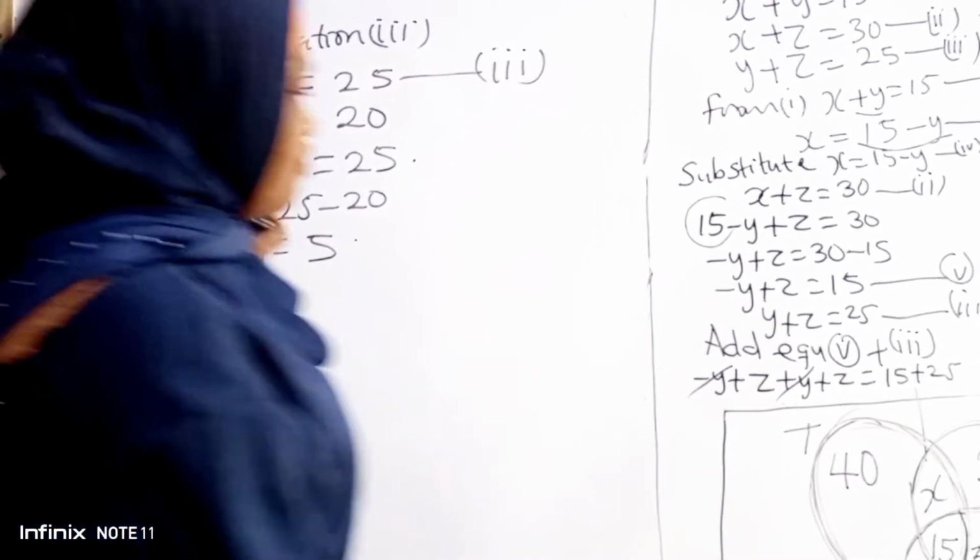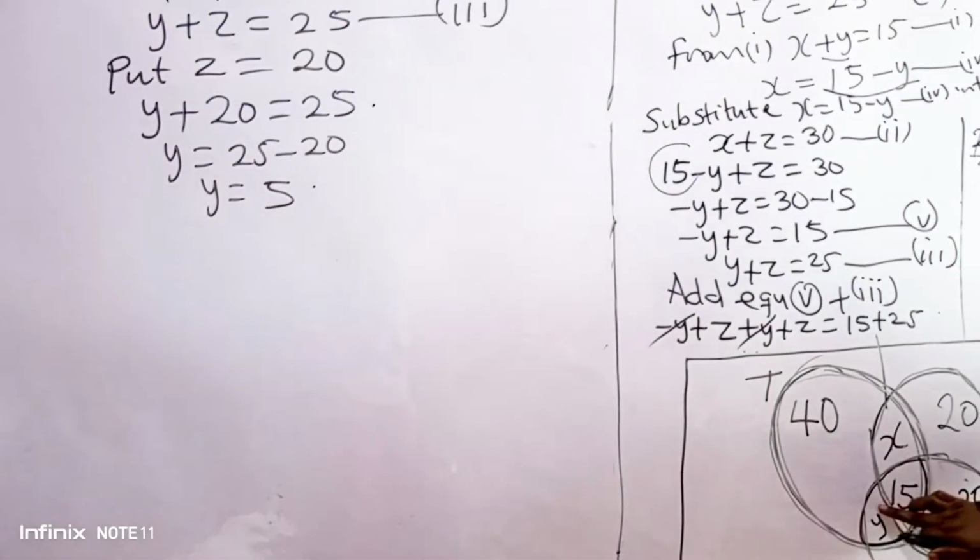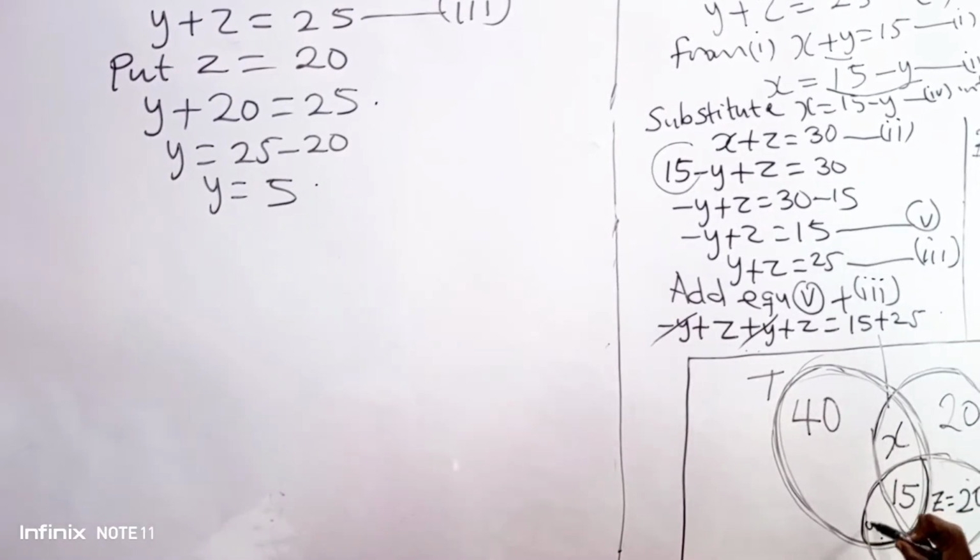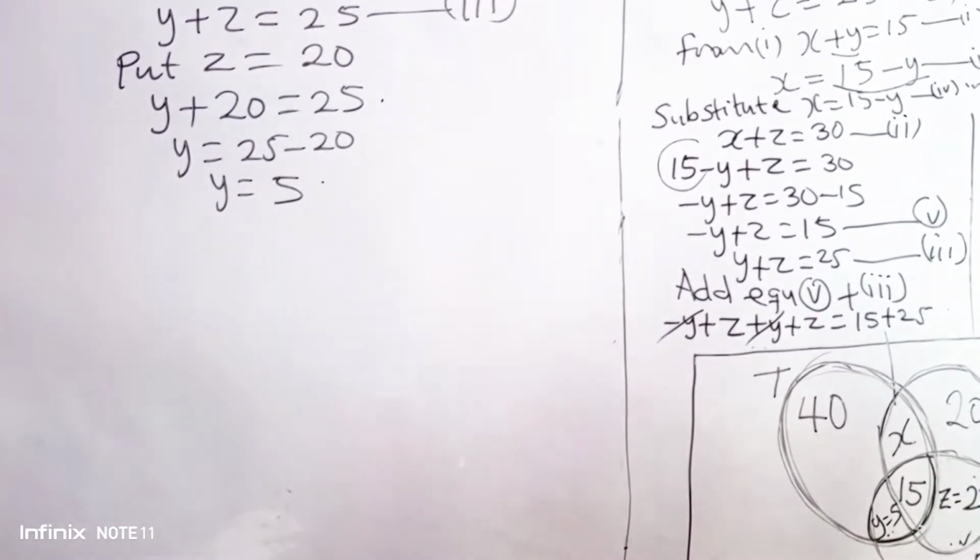So let's go to the Venn diagram. y is equal to 5. What is y?